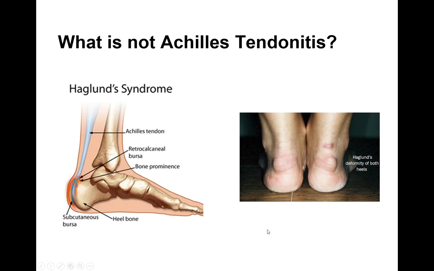Also, it's not Haglund's deformity. So let me show you. Haglund's is a bump in the back, like an upper outer bump right there. That's a bump on the heel, and sometimes that can get a bursa, like a bursal sac, either behind the Achilles or right on the back of the heel bone, and that can become problematic, can become painful, but usually that's not Achilles tendonitis. The treatment is different for this Haglund syndrome.